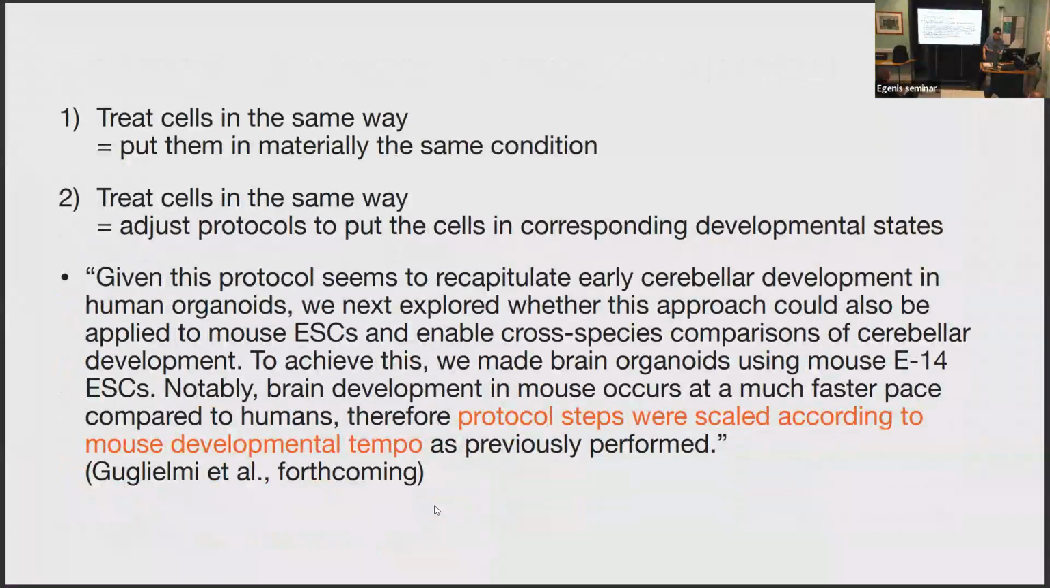In another article coming from the same laboratory as the authors who published this study, they are not comparing different ape stem cells, but developing a protocol that works for both humans and mice. They explain: given this protocol seems to recapitulate early cerebellar development in human organoids, we next explored whether this approach could also be applied to mouse embryonic stem cells and enable cross-species comparisons of cerebellar development. To achieve this, we made brain organoids using mouse E14 embryonic stem cells. Notably, brain development in mouse occurs at a much faster pace compared to humans. Therefore, protocol steps were scaled according to mouse developmental tempos as previously performed. Here you can see even more clearly the idea behind the second option. To generate a comparable model, they decided to use different protocols.